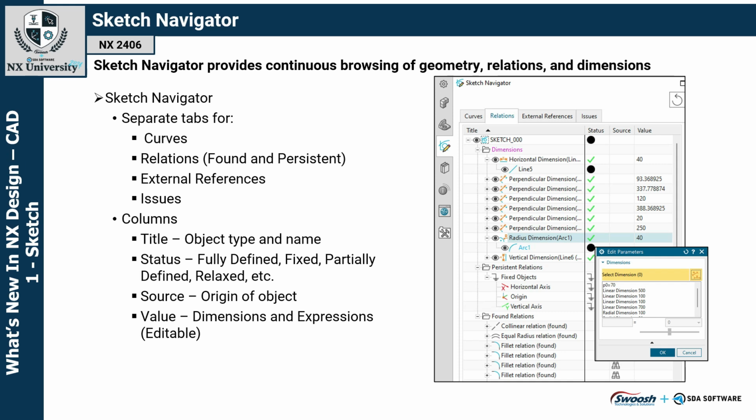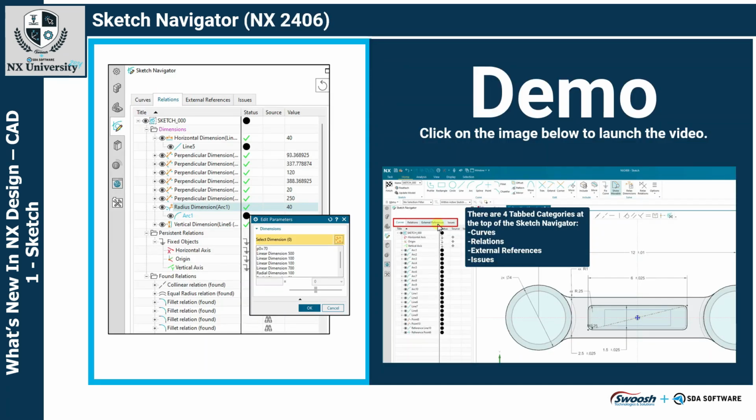We also have a number of columns here. We have a title column. That's going to be the object type and name. A status column, which is going to be fully defined, fixed, partially defined, relaxed, etc. So this is going to give me the status of those particular items inside of my sketch navigator. Also, we have a source column. What is the origin of the object? And then finally, we have a value column, which is going to show us dimensions and expressions, and that is also going to be editable when you double click on those dimensions and expressions. So let's take a quick look at a demonstration related to our sketch navigator in NX 2406.